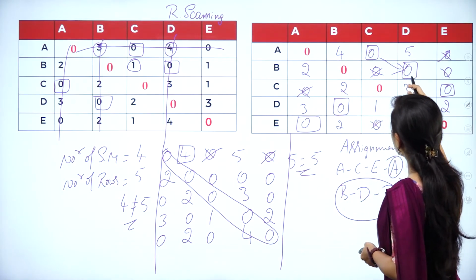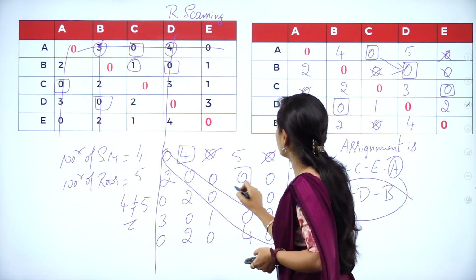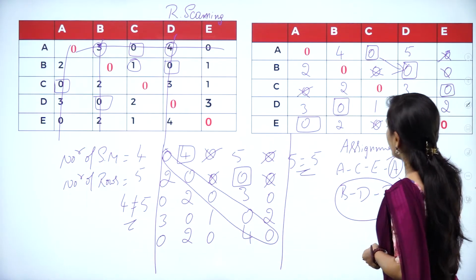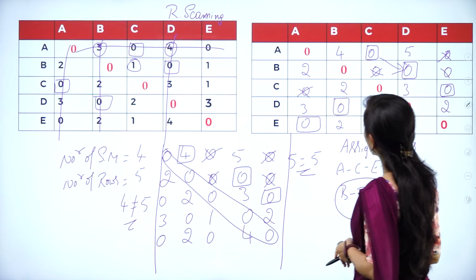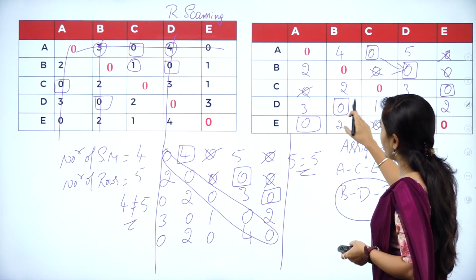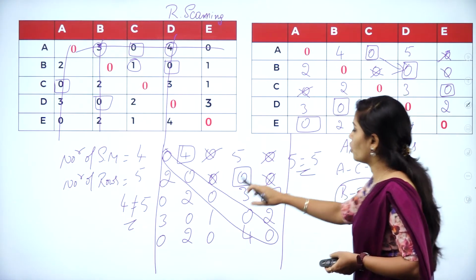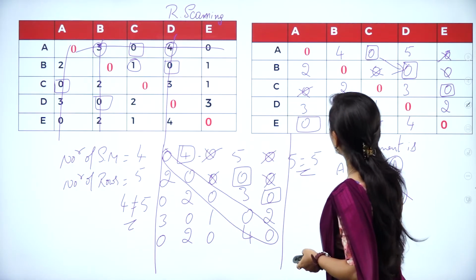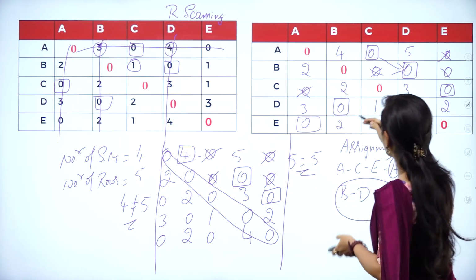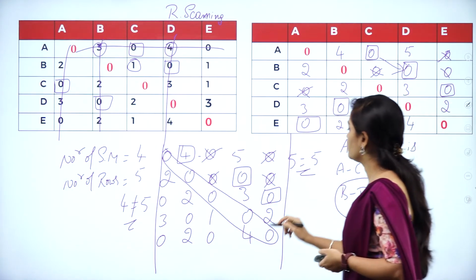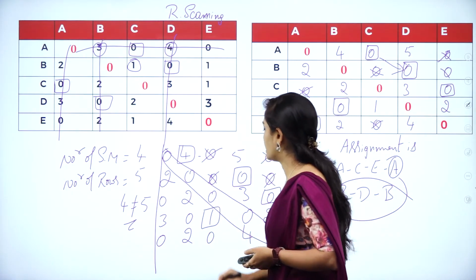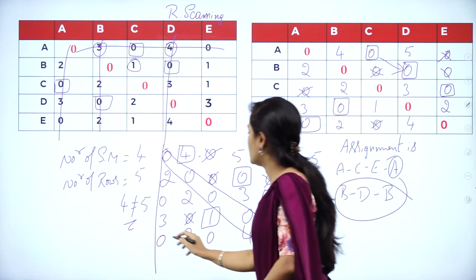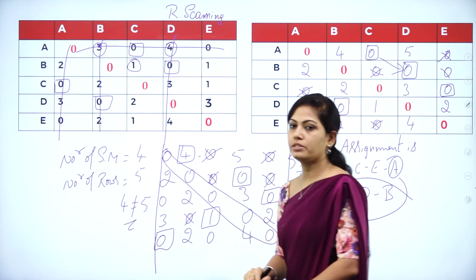In the second assignment, the same assignment I will do, and can cancel this 0. And in the third row again I will assign the same 0. And in the fourth row, I can't assign this 0 because I have already assigned this 4 as an assignment. So now I can't assign this 0. So next I will consider the next least value, it is 1. I will assign this 1 as an assignment. And in the fifth column, I will assign this 0 as an assignment.